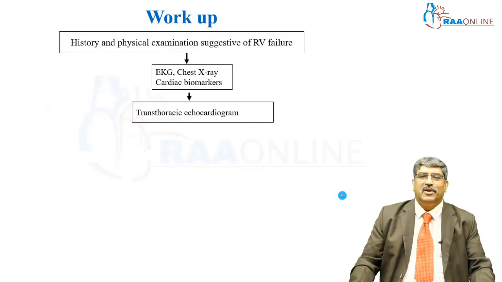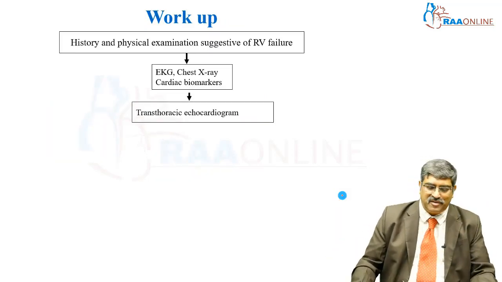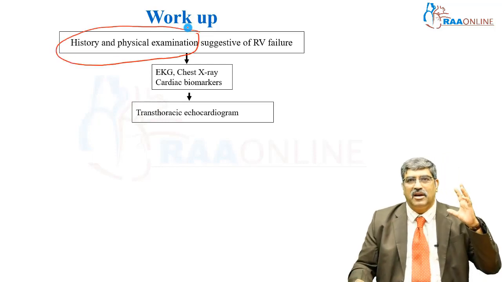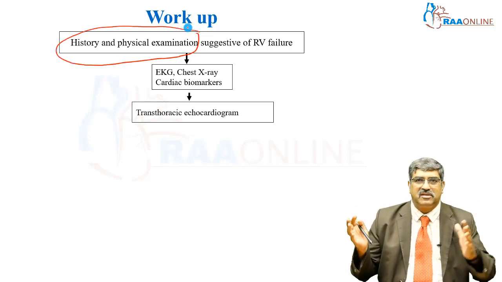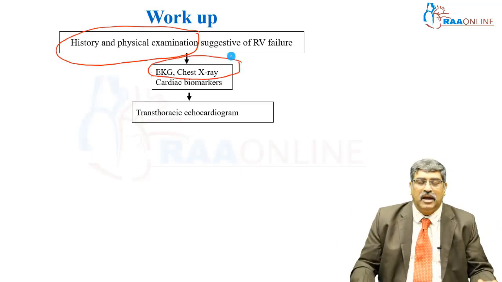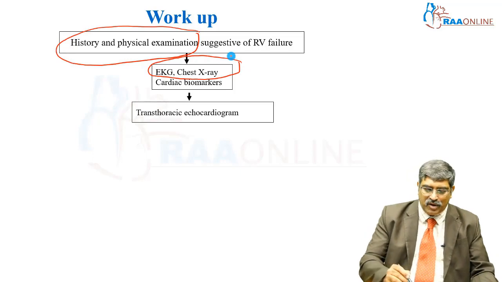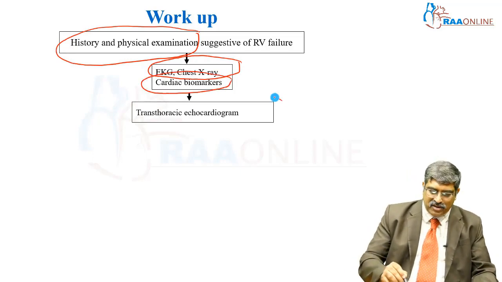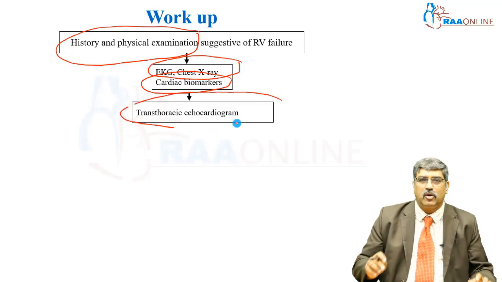Now coming to the workup of the patient with right ventricular dysfunction. First is history and physical examination, which is what are the various factors which are suggestive of right ventricular failure. Then the classical electrocardiogram and chest X-ray. You have to look for cardiac biomarker, but the gold standard is going to be your transthoracic echocardiogram.